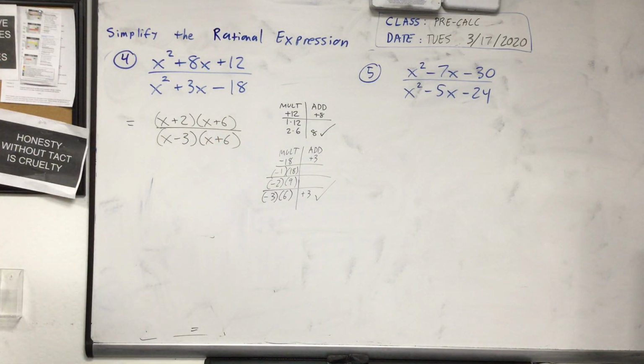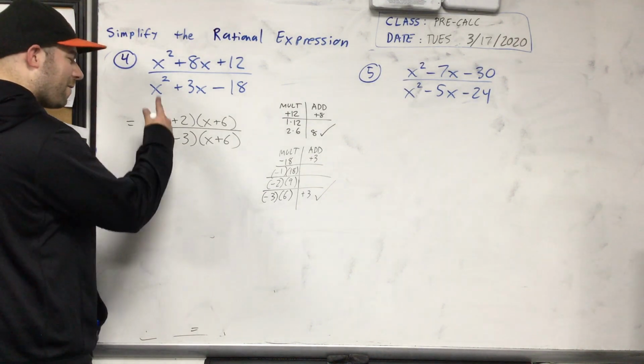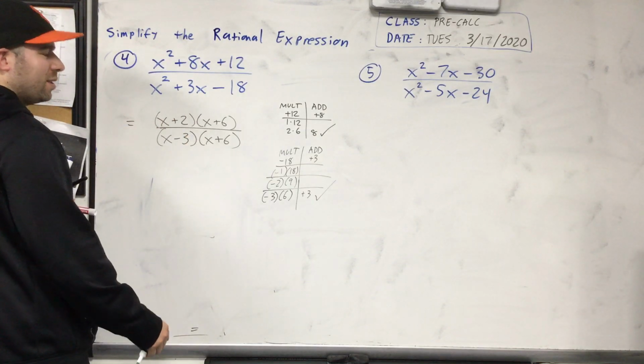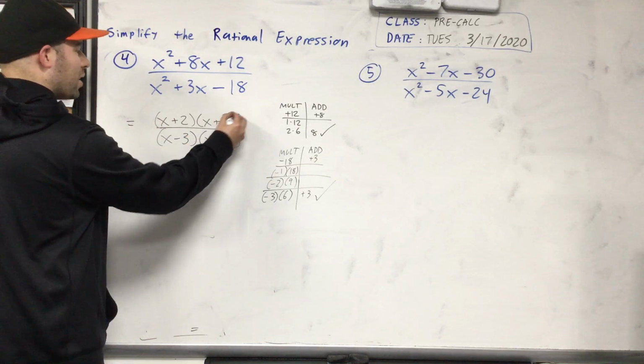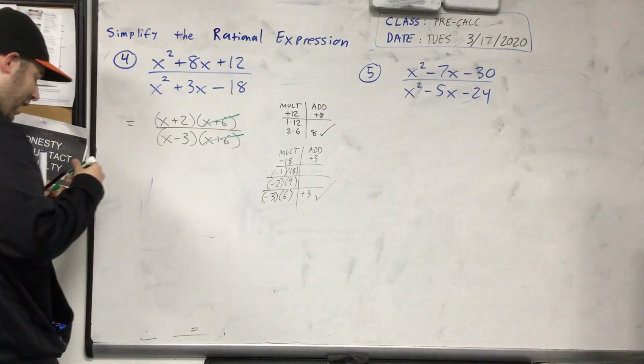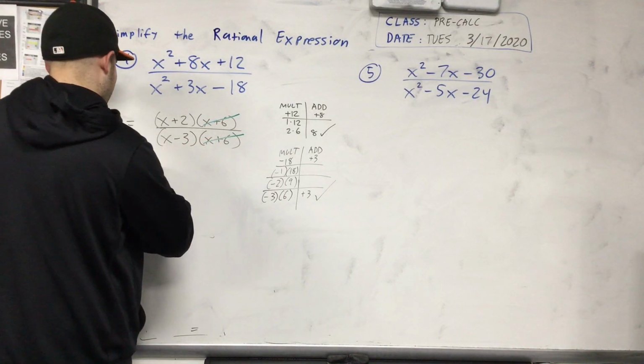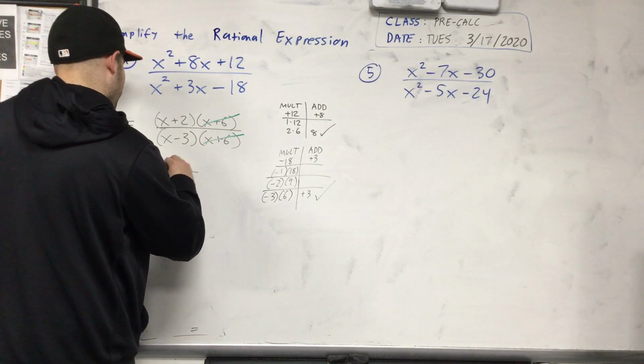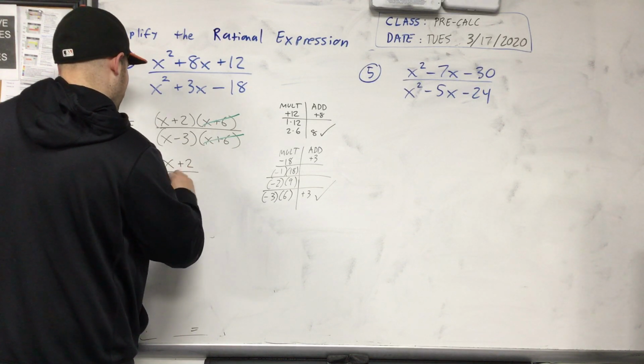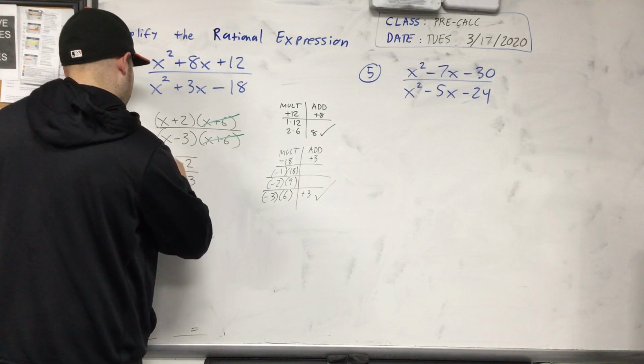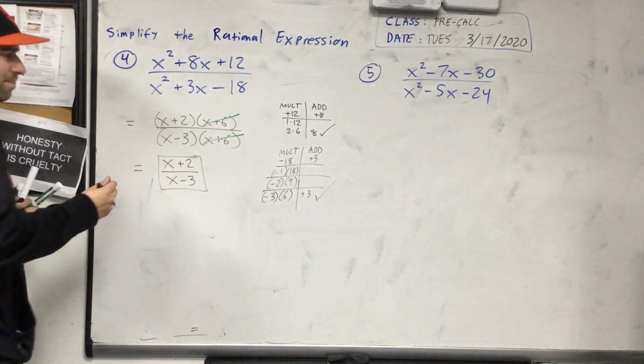Now, I look, can I factor anything else out? No. So let's cancel something out. Is there a factor on here that I can cancel out? Yes. The x plus 6 cancels out with the x plus 6, leaving me with a simplified rational expression of x plus 2 over x minus 3.